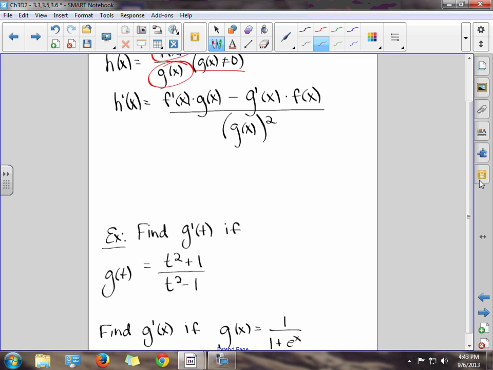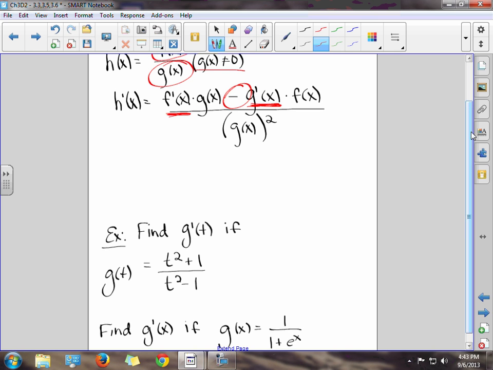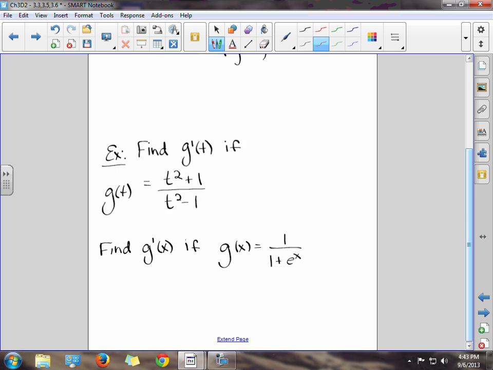Now, on the product rule, it didn't really matter what order you went in because it was addition. But now, because this is subtraction, it's important that the derivative of the top is first, and then the derivative of the bottom is second. Because if not, you're going to end up with the wrong sign. All right, let's take a look at this example and see how we can apply it.